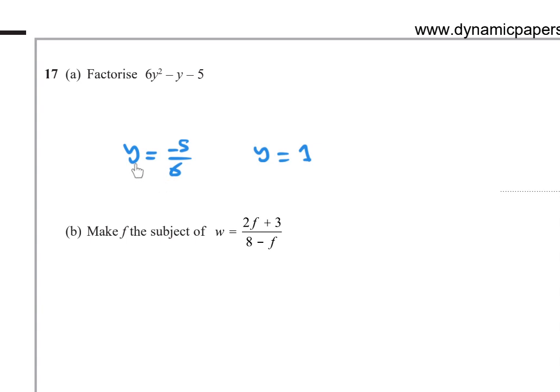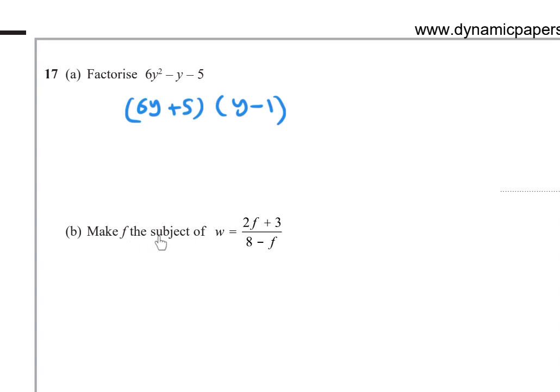Multiply 6 by y, then transpose negative 5 to the other side as positive. So you have 6y plus 5. This is the first bracket. And transpose 1 to the other side as negative, so y minus 1. This is the second bracket. Now you can check using your calculator.